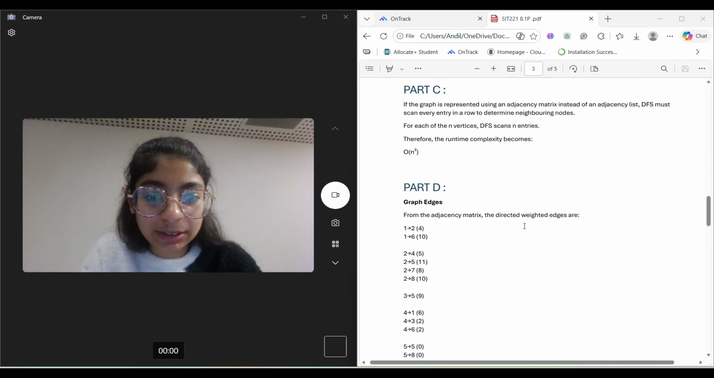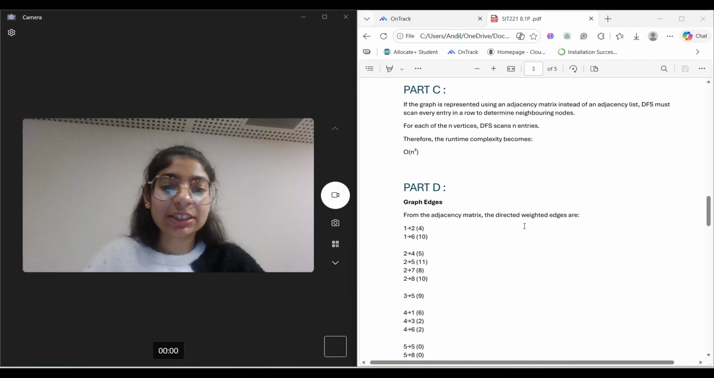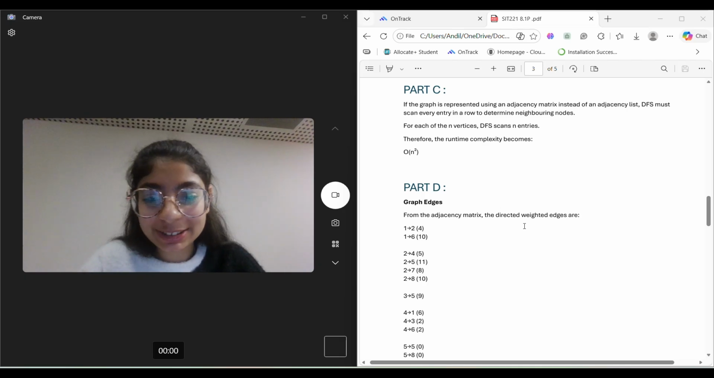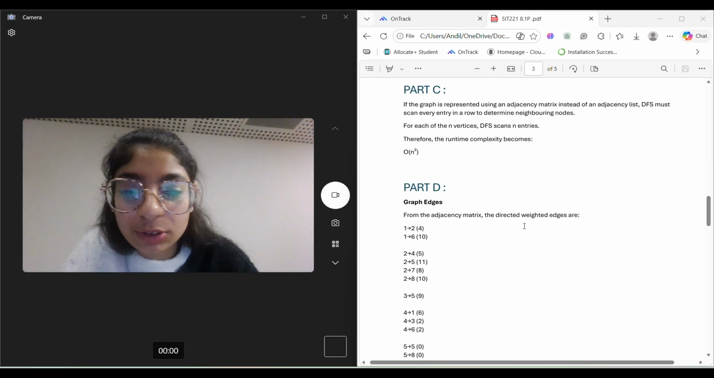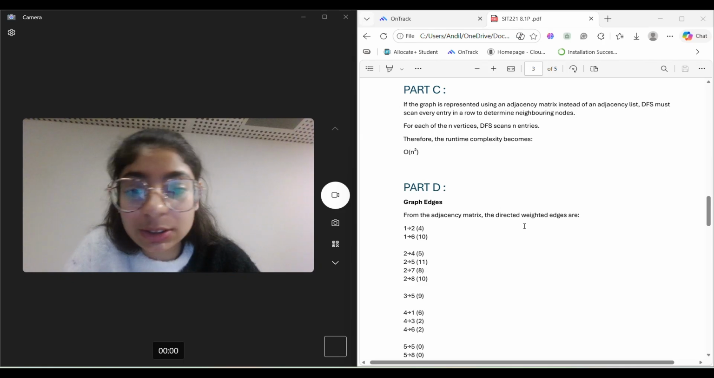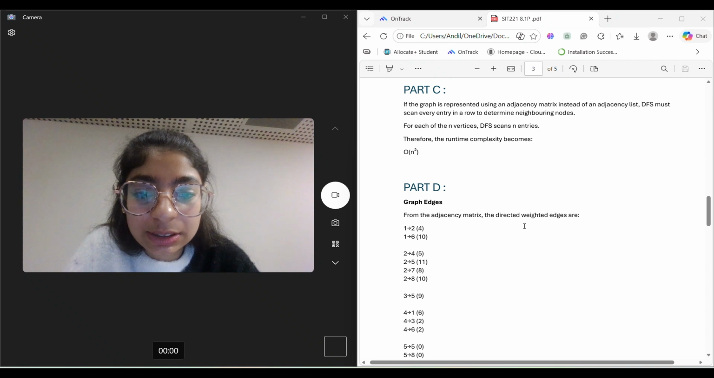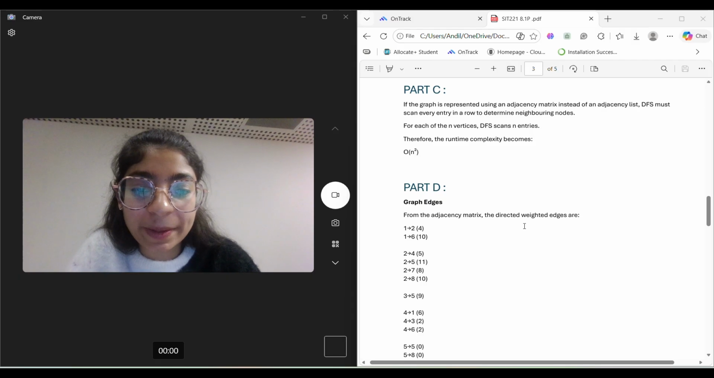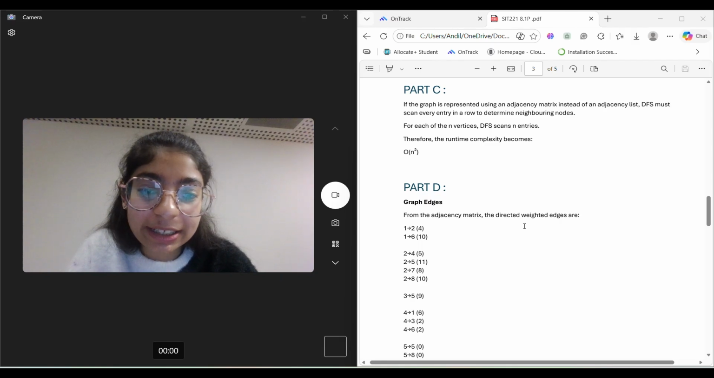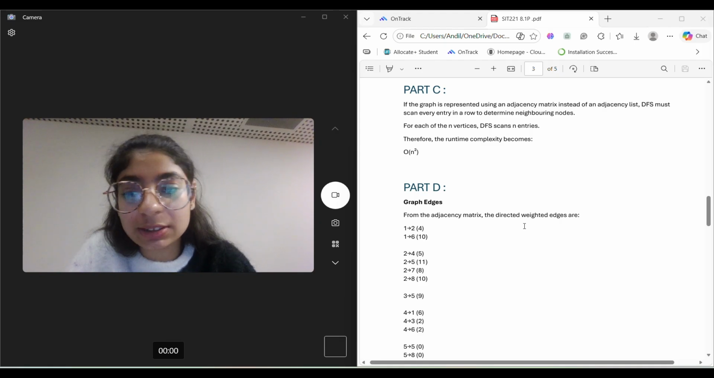Then for part C, where we have to use an adjacency matrix, we have used DFS with the adjacency matrix. Normally DFS runs in O(n plus m) time. However, with the matrix, DFS must inspect every entry in each row to find neighboring nodes. Since there are n rows and each row has n entries, the complexity becomes O(n squared).